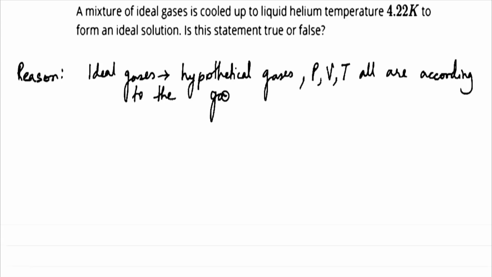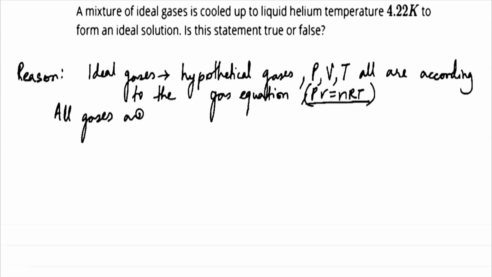the gas equation, that is PV equals nRT. All the ideal gases come under this equation, that is their pressure, their volume, temperature, everything can be calculated using this equation. Now, all gases are actually real. There is no question of ideal gases. All gases are real. They do not obey the ideal gas law, that is this law.